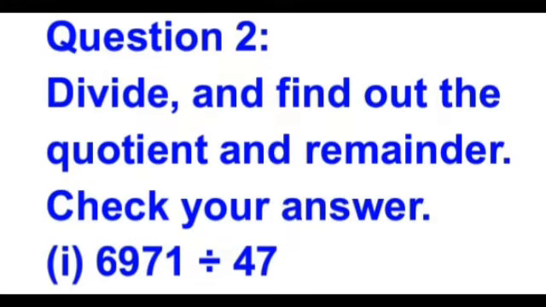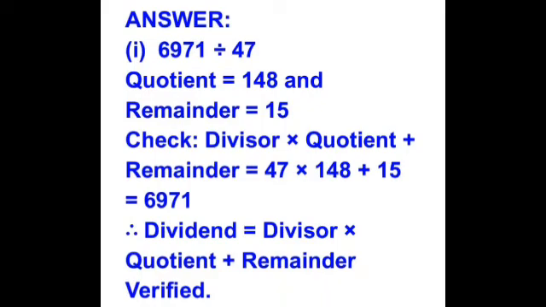Question number 2. Divide and find out the quotient and remainder and check your answer. It is also just the same as question number 1. So you have to divide 6,971 by 47. I am going to give you one answer only and the rest of the questions you have to do by yourself. When we divide both the numbers, first divide in your copy. Your quotient will be 148 and remainder will be 15. So you can check your answer.